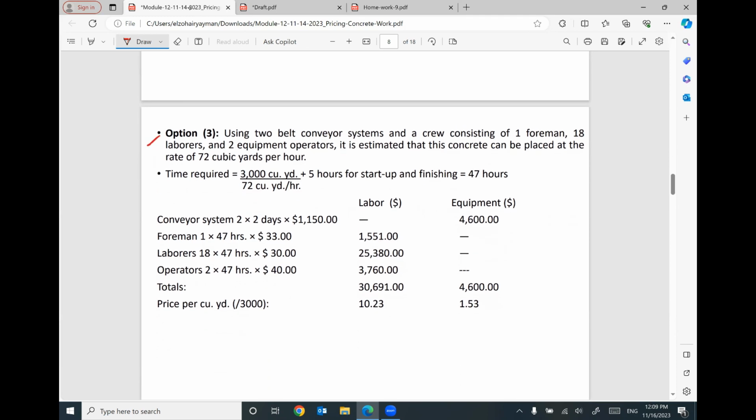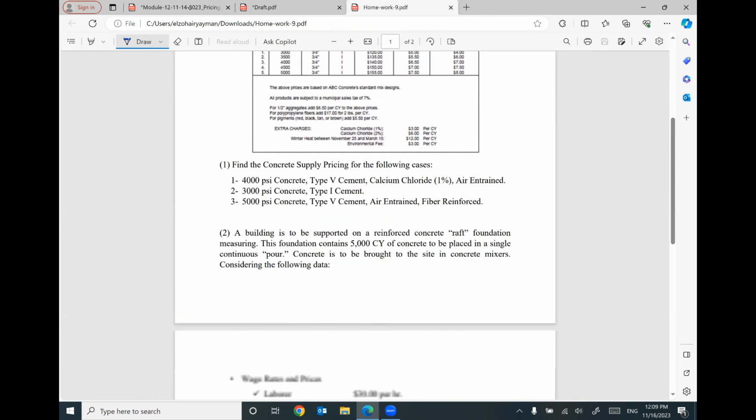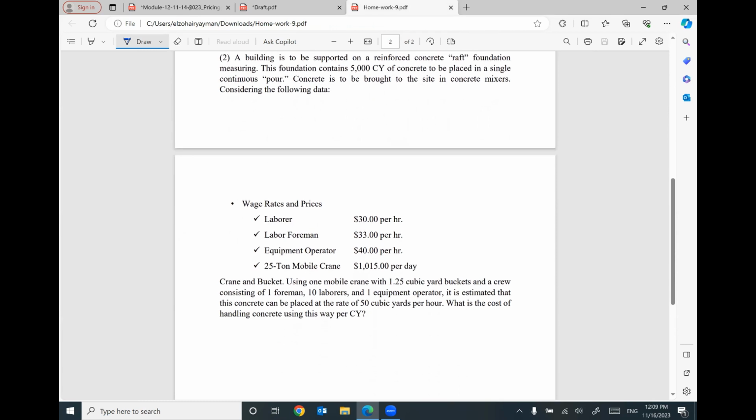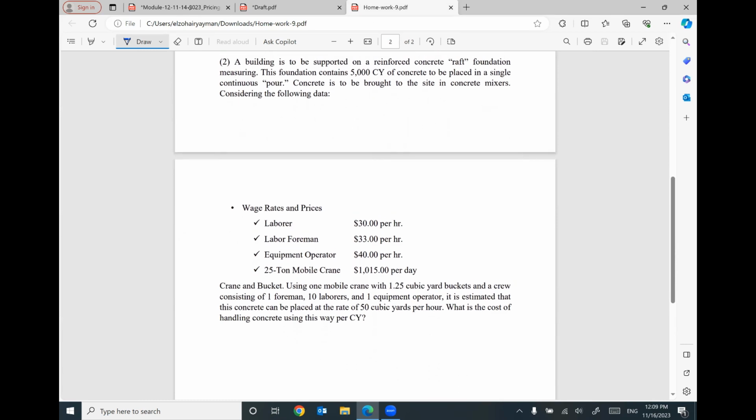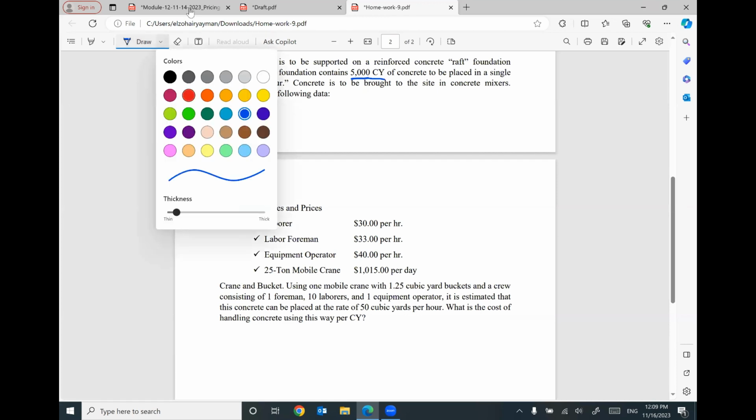That makes sense? There is a homework. I posted it today. The second problem looks something like this. We have a building to be supported on a reinforced concrete raft foundation. The foundation contains 5,000 cubic yards of concrete. So we need to pour 5,000 cubic yards of concrete.